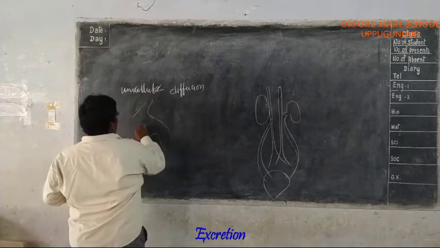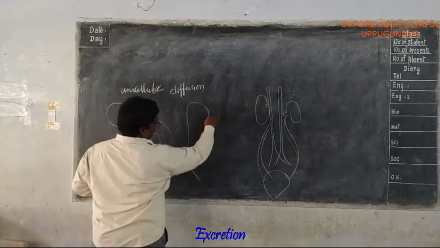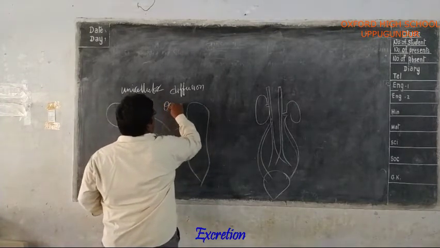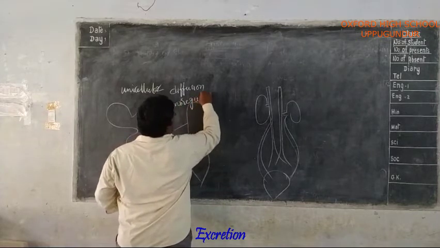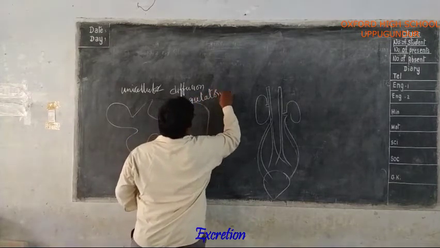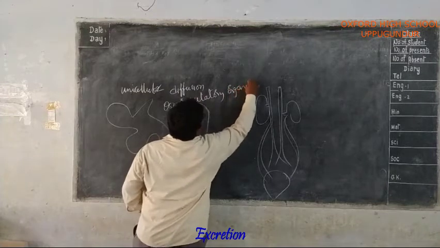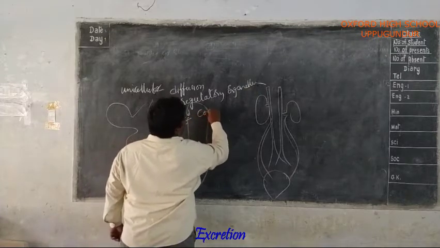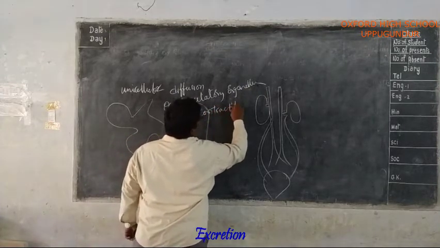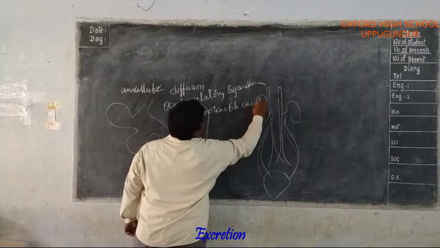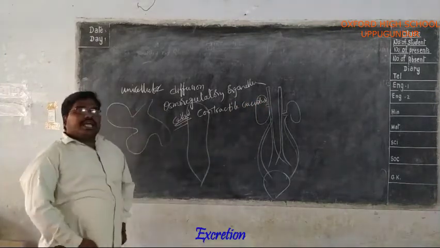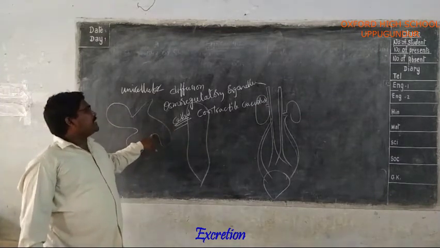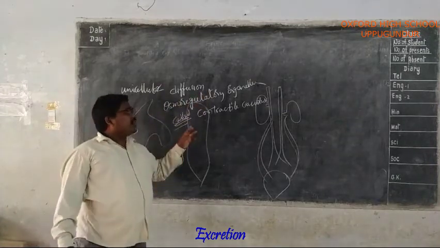So, in amoeba and paramecium, what are their osmoregulatory organelles? Osmoregulatory organelle called contractile vacuole. What is that? Contractile vacuoles. In simple cellular organisms, freshwater organisms like amoeba and paramecium possess an osmoregulatory organelle called contractile vacuole.